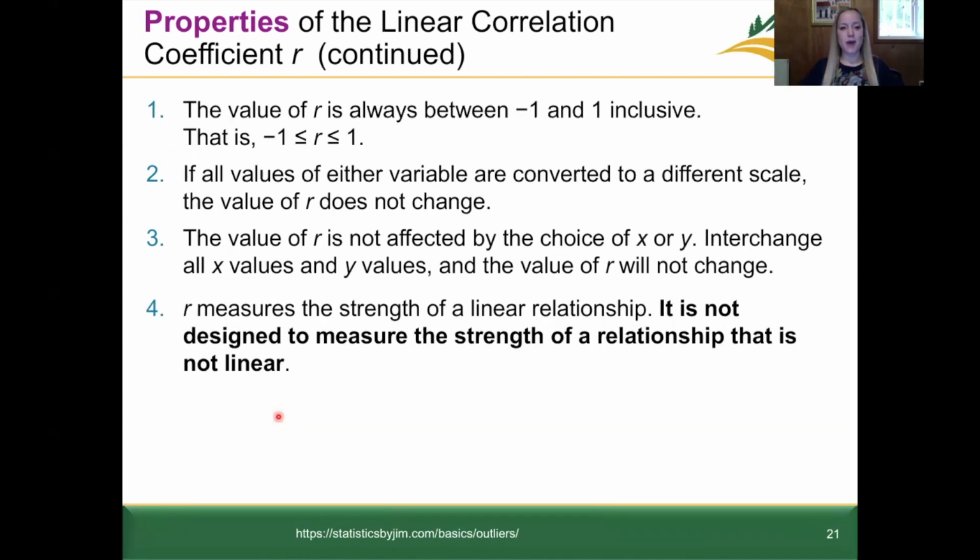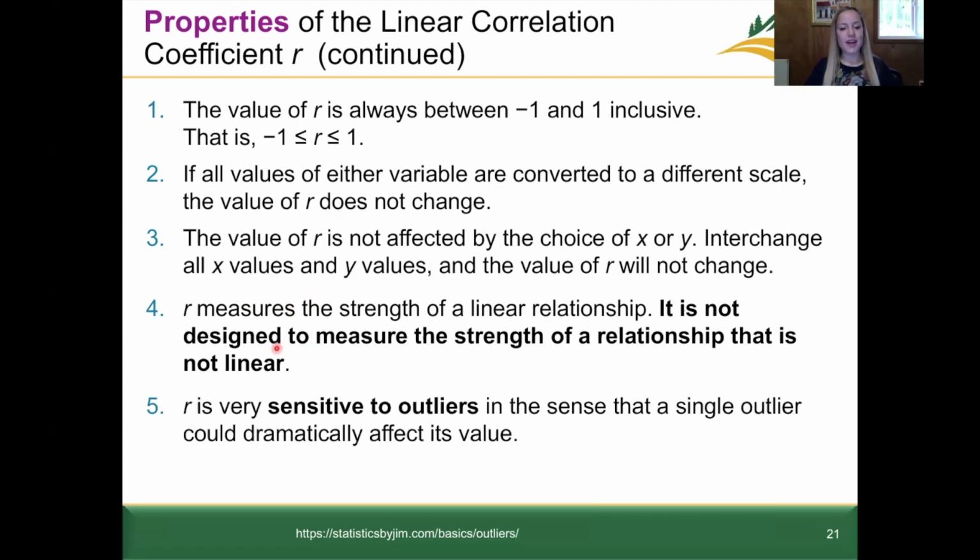Continuing on now to property number 4, our R value measures the strength of a linear relationship. Again, this has been mentioned throughout. It's not designed to measure the strength of a relationship that is not linear. So although we can calculate an R value for any set of paired quantitative data, the R value is really only designed to measure the strength of a linear relationship only.